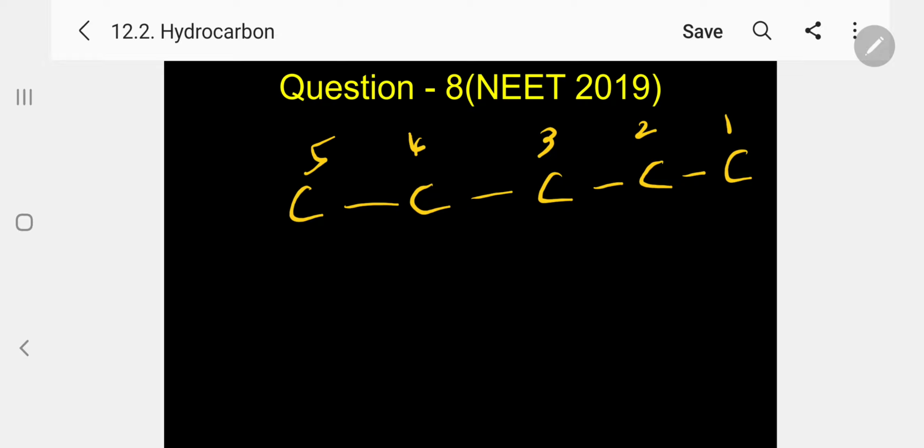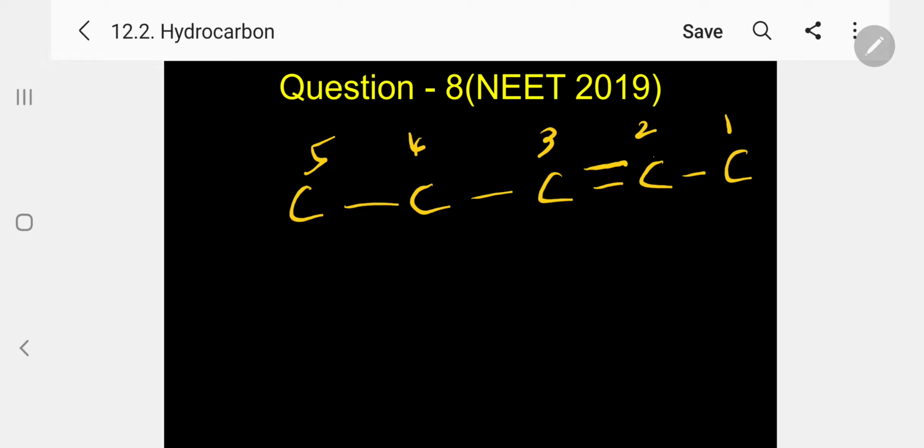Why am I writing the numbers at the top? Because sometimes if you write at the bottom, if there is any CH, it will become CH1 or CH2 like this, and it will confuse you. These are all tricks you must know. What is given? It is 2-ene, pent-2-ene. Pent means 5 carbon atoms. 2 means I am starting from the left side, 1, 2. So I am writing a double bond.